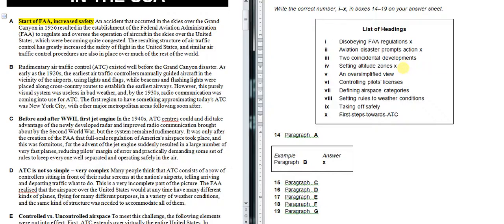Altitude zones? Nope. Oversimplified view? No, I didn't see anything there. Controlling pilots' licenses? Nope, I don't see anything there. Airspace categories? No. Setting rules to weather conditions? Nope. Taking off safely? Maybe, I don't think it was there. Two coincidental developments looks possible. Okay? But let's see if we can find that idea in here. Two developments.